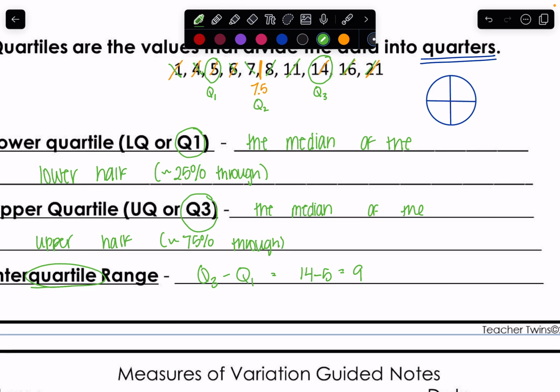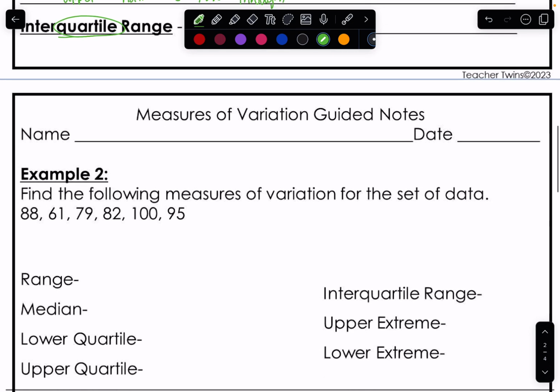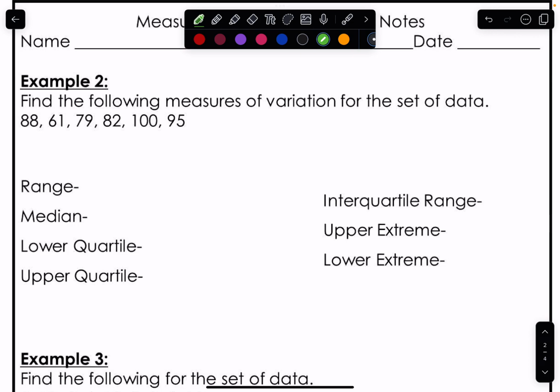So let's do that a couple more times to make sure we get the hang of it, and then you guys will have lots of time to do your homework. Okay, so on to the next page here, example 2. We want to find the following things: quartiles, interquartile range, regular range, and then my extremes.